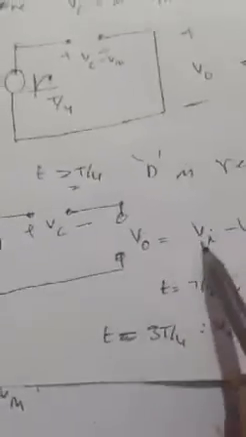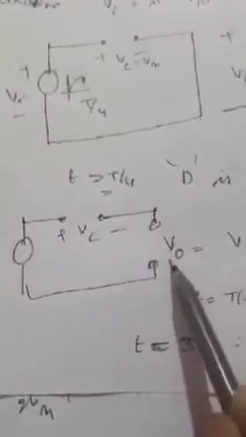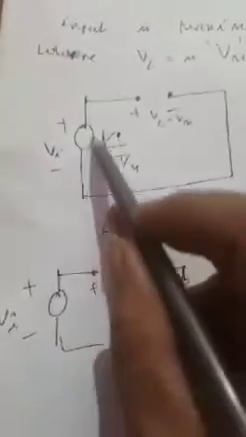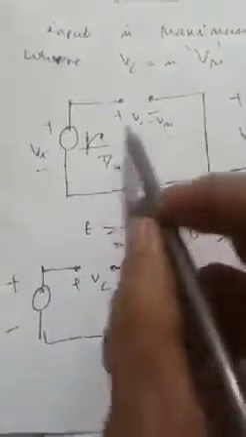Then what is V naught? If you apply Kirchhoff's voltage law, V naught is equal to Vc plus Vi. That means this is Kirchhoff's voltage law. If you apply Kirchhoff's voltage law during this, minus Vi plus Vc is equal to V naught. So from this, V naught is equal to Vi minus Vc, right?